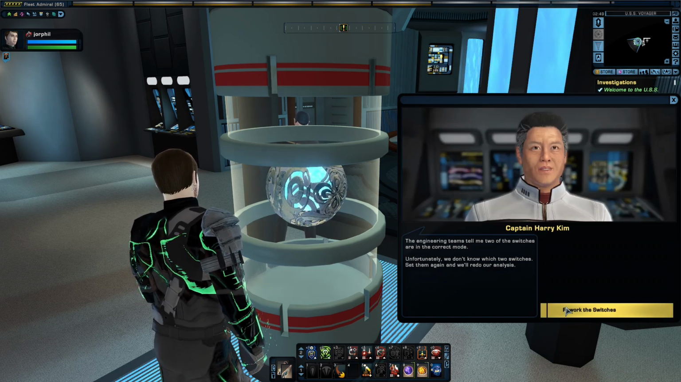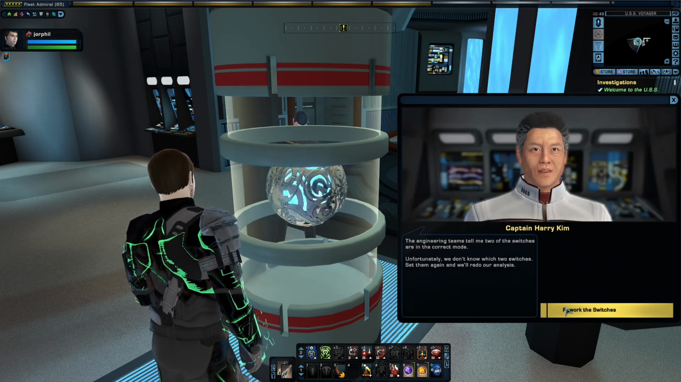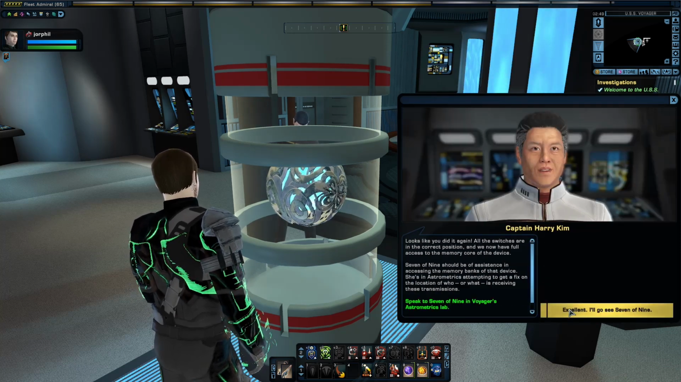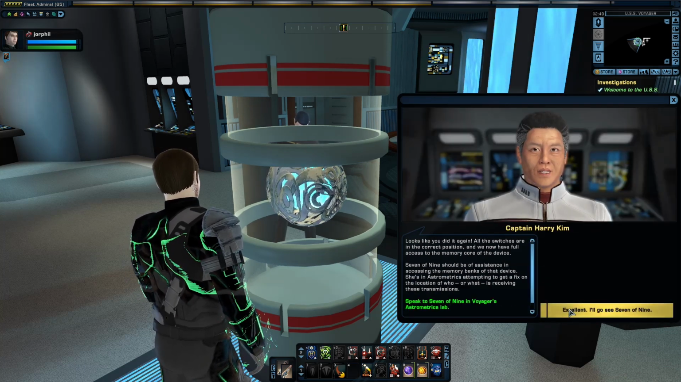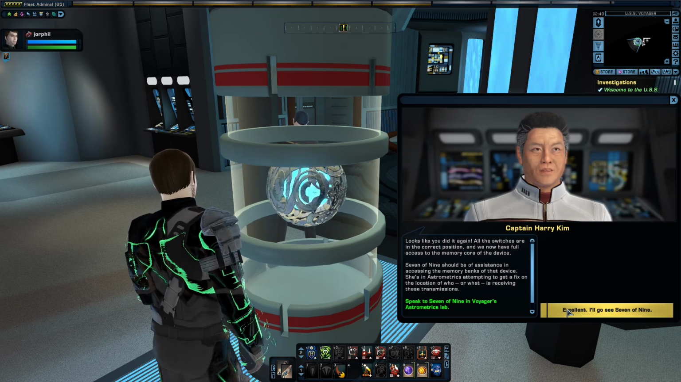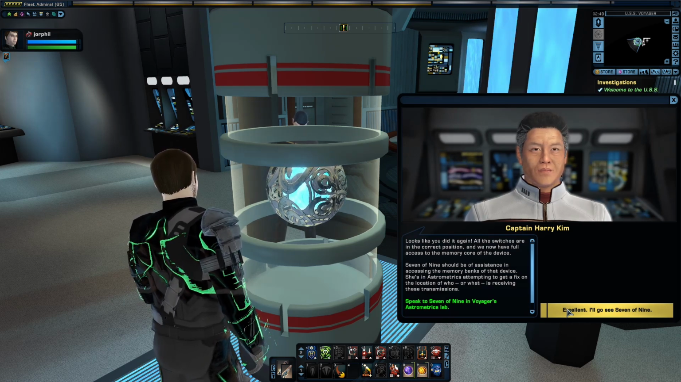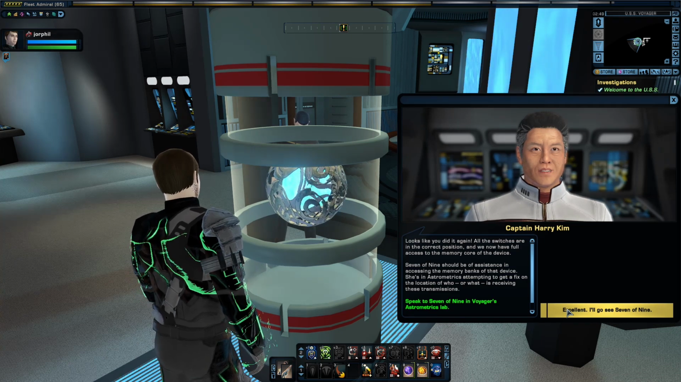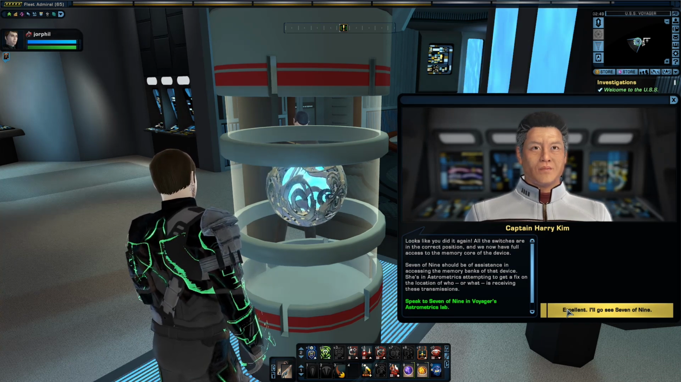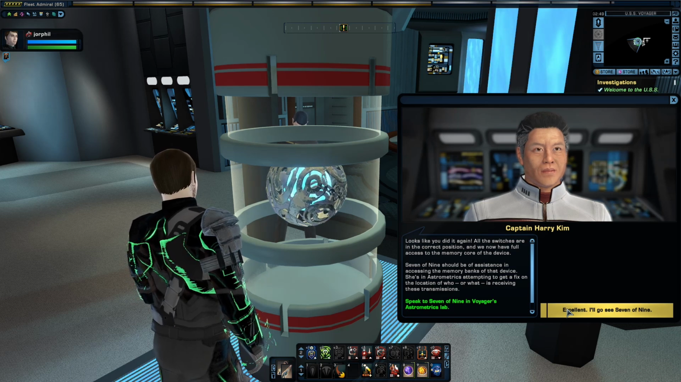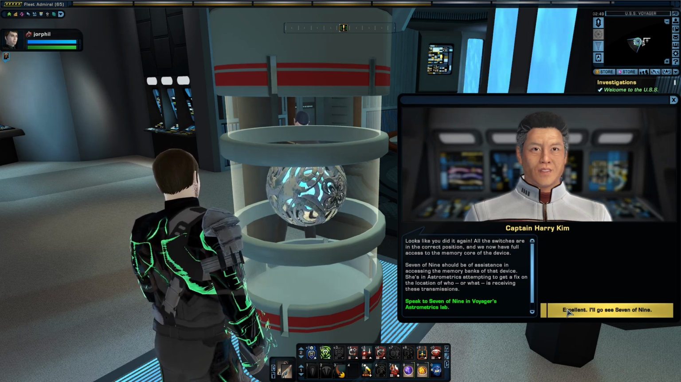The engineering teams tell me 2 of the switches are in the correct mode. Unfortunately, looks like you did it again. All the switches are in the correct position, and we now have full access to the memory core of the device. 7 of 9 should be of assistance in accessing the memory banks of that device. She's in astrometrics, attempting to get a fix on the location of who, or what, is receiving these transmissions.